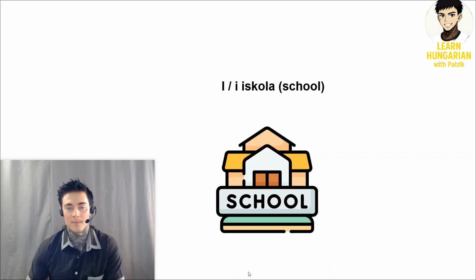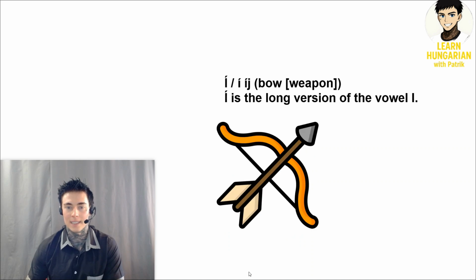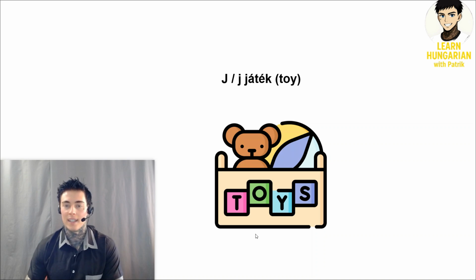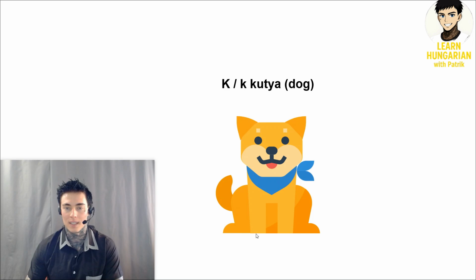I, iskola. Í, így. Í is the long version of the vowel I. J, játék. K, kutya.